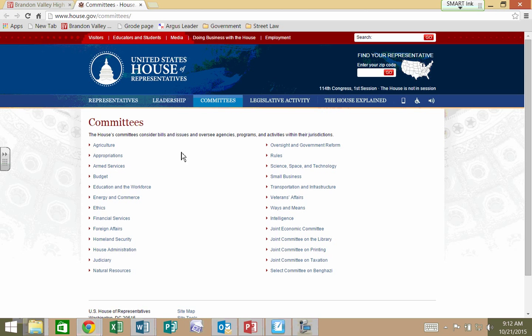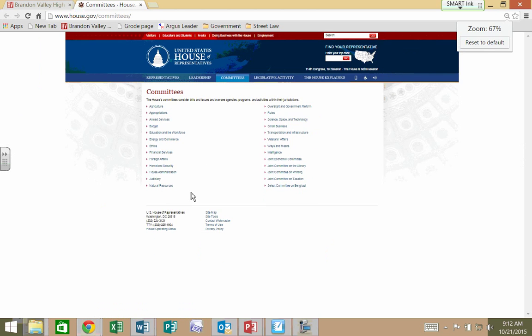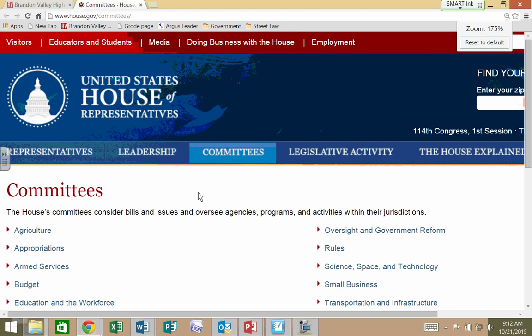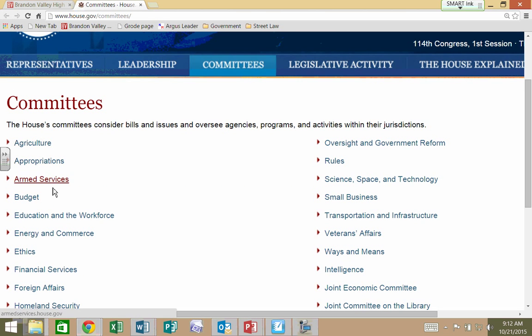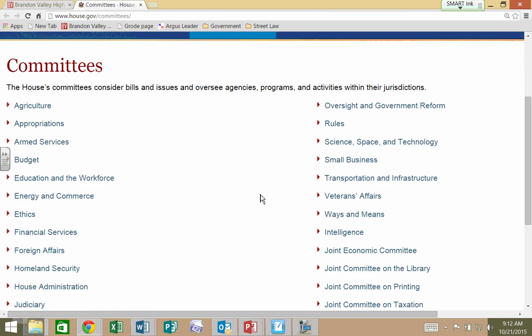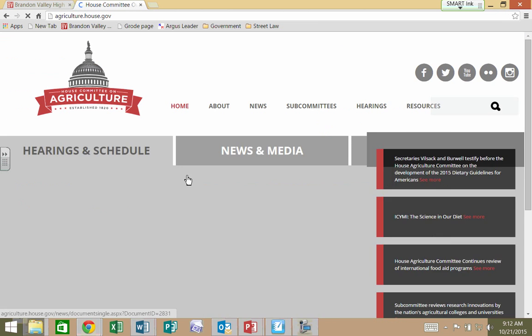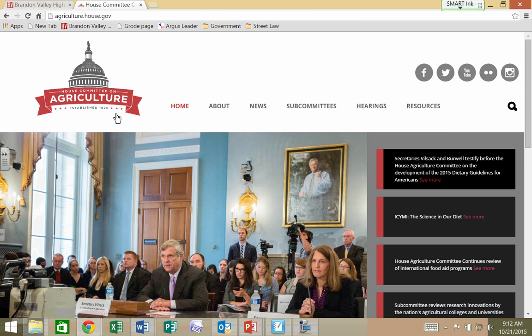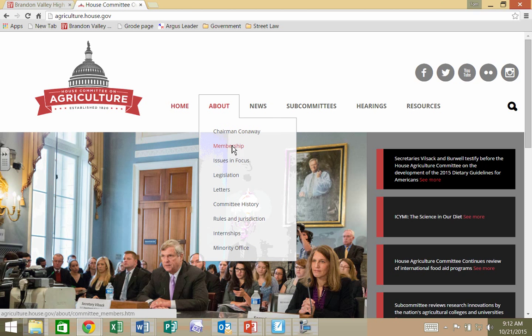These are the list of committees in the House of Representatives. Okay, and I'll enlarge this to make it easier to see for you. But we have the Agriculture Committee and the Appropriations Committee and Armed Services and Budget and so on. These are all House committees. And let's just click on the Agricultural Committee site. And then we can look at their members, probably right here, membership.